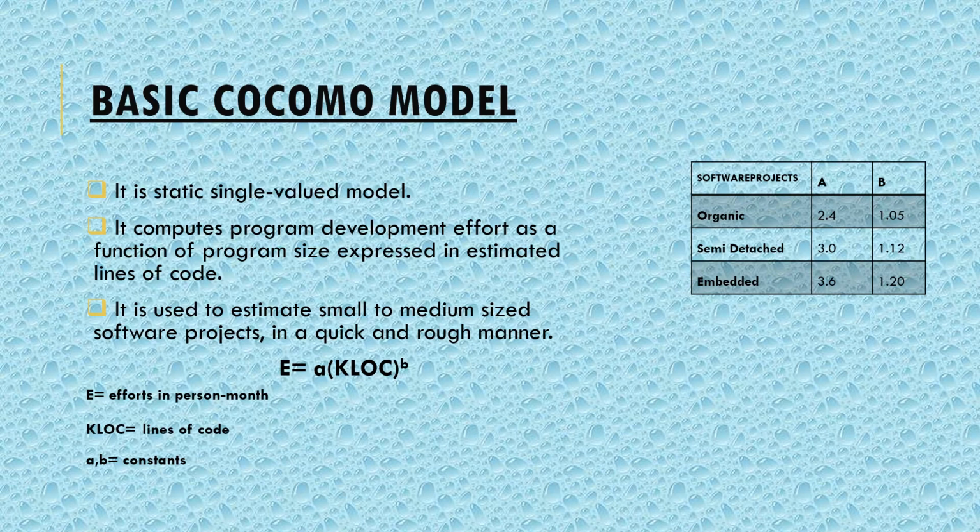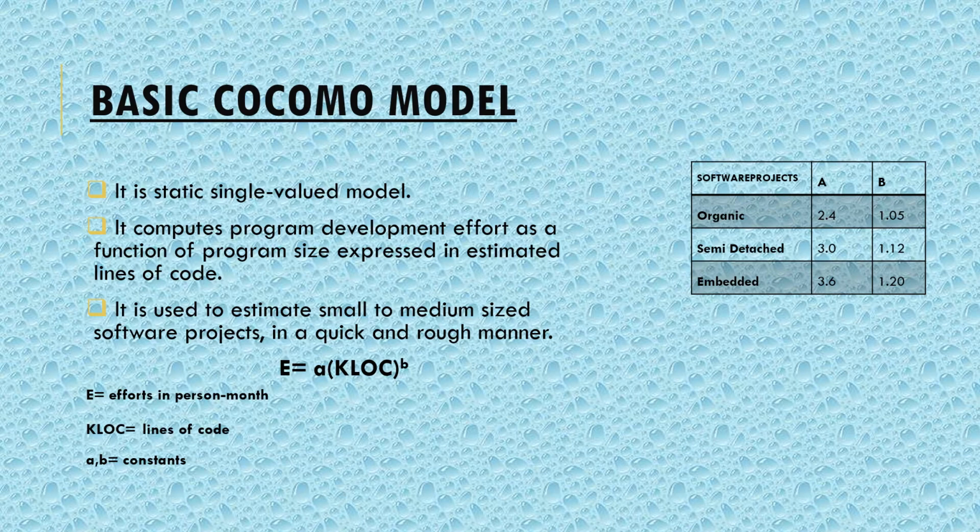That means we are using this COCOMO model in order to estimate software development effort very quickly and in a rough manner. It is used to estimate small to medium sized software in a very quick manner, and it mainly deals with the number of lines of code. You can see that in the program, or you can see it in the formula also.